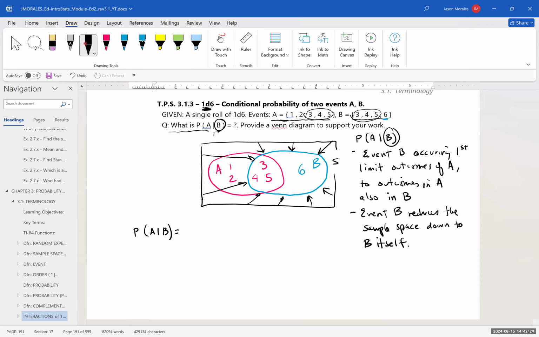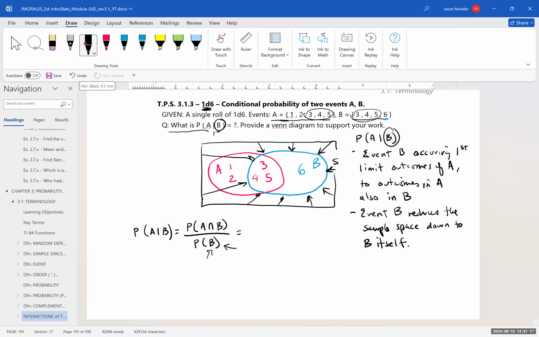So we've got the probability of A given B. It's going to be equal to the probability of A intersect B all over the probability of B. So event B here is in the denominator because it's replaced our sample space. The sample space has changed to be event B.